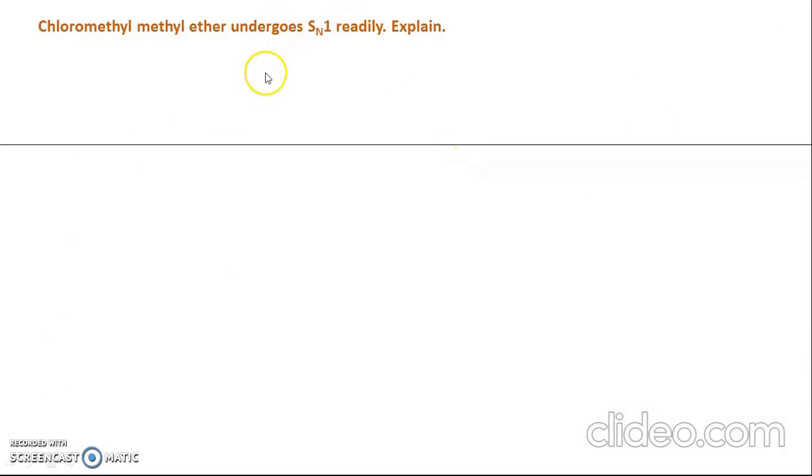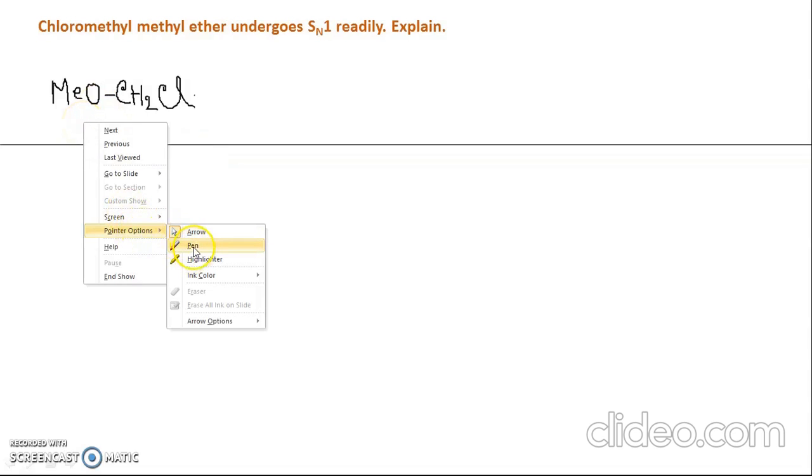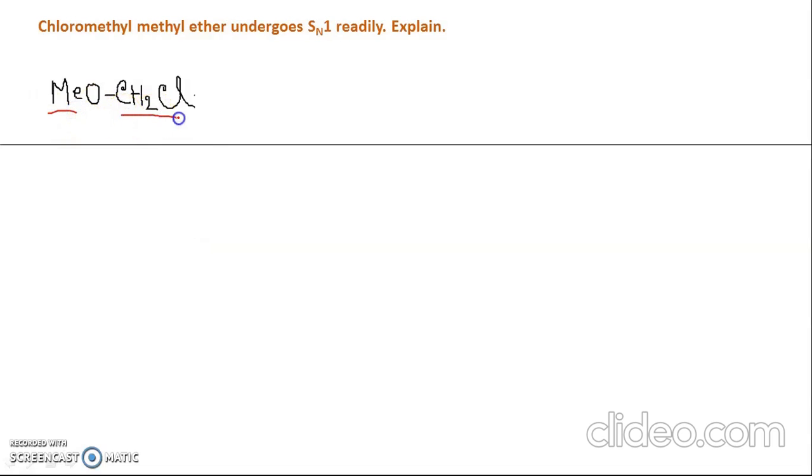Next problem. Chloromethyl methyl ether. It is actually a derivative of dimethyl ether. Dimethyl ether means MeO-Me, that is CH3O-CH3. Now just replace one of the hydrogens of a methyl group with a chlorine atom. It will be chloromethyl methyl ether. So if you consider oxygen, on one side there is a methyl group and on the other side there is a CH2Cl group. So chloromethyl methyl ether undergoes SN1 reaction at a very fast rate.